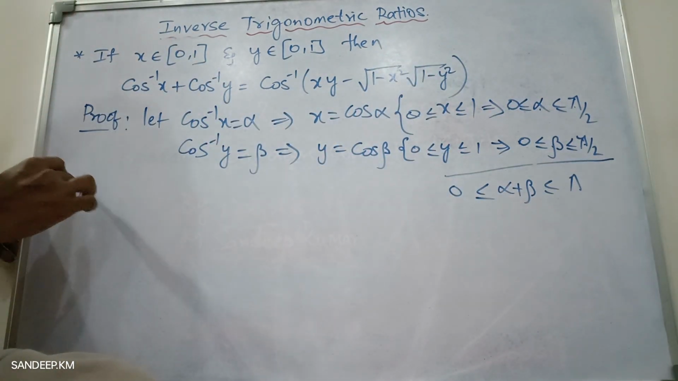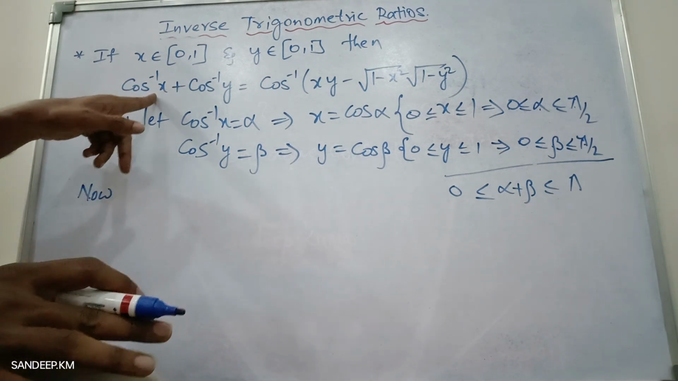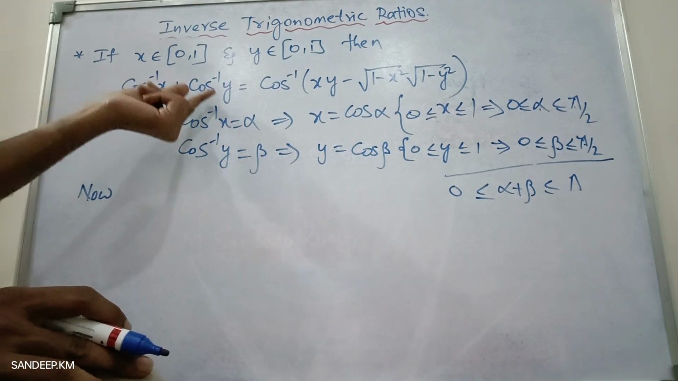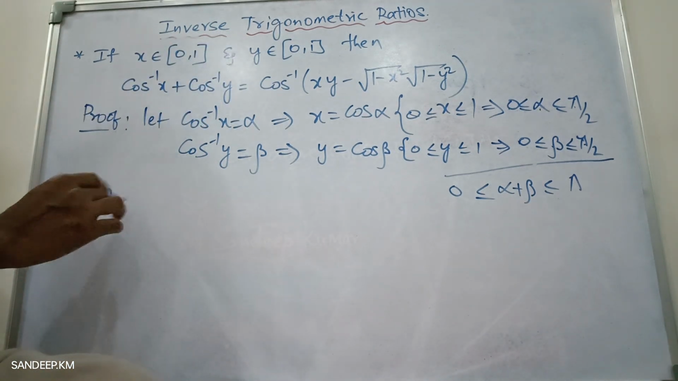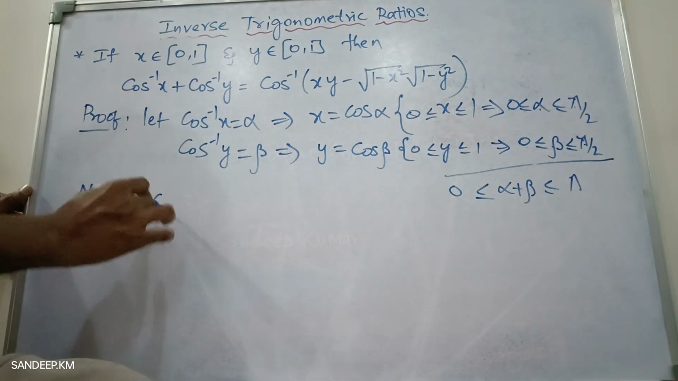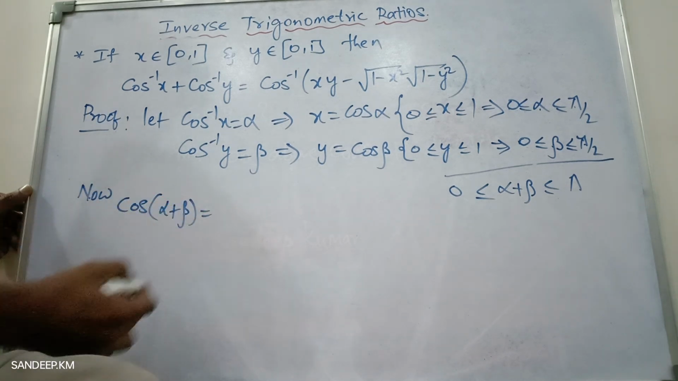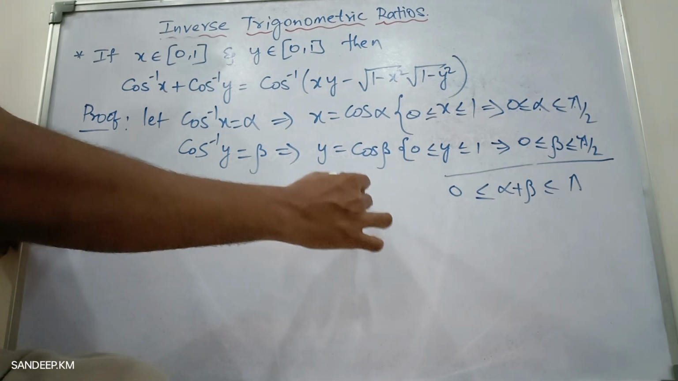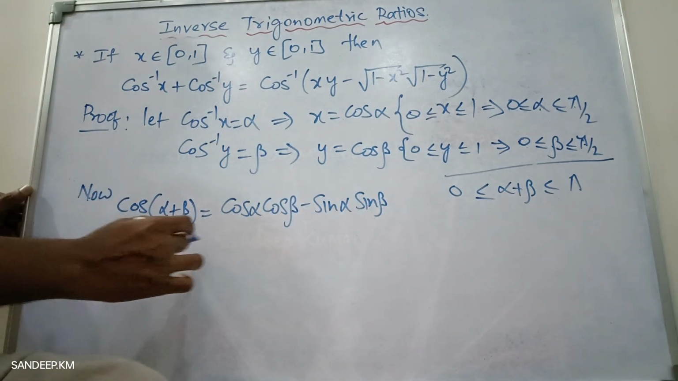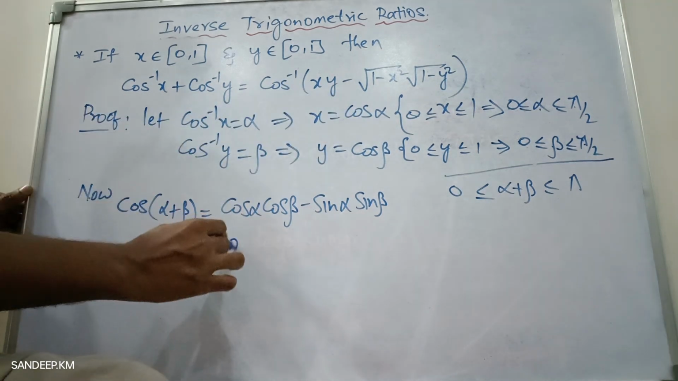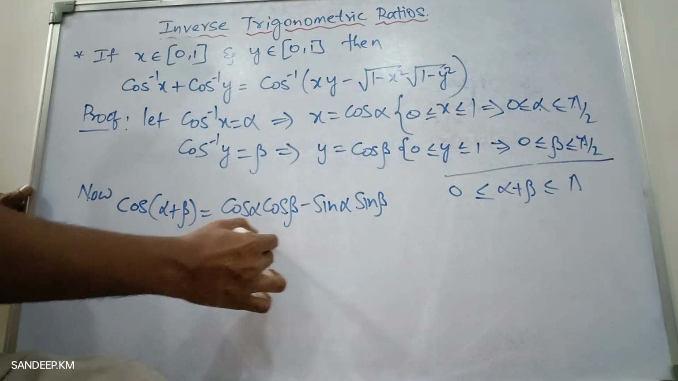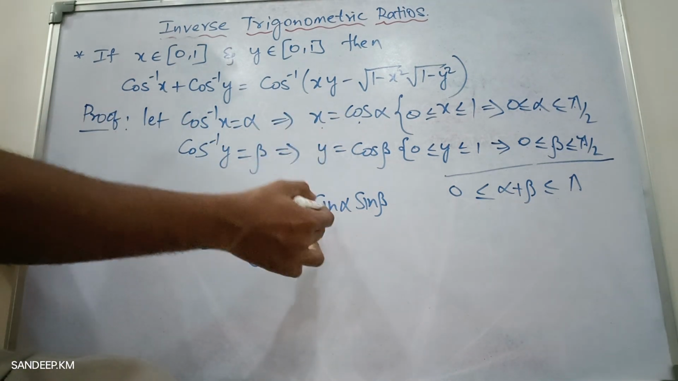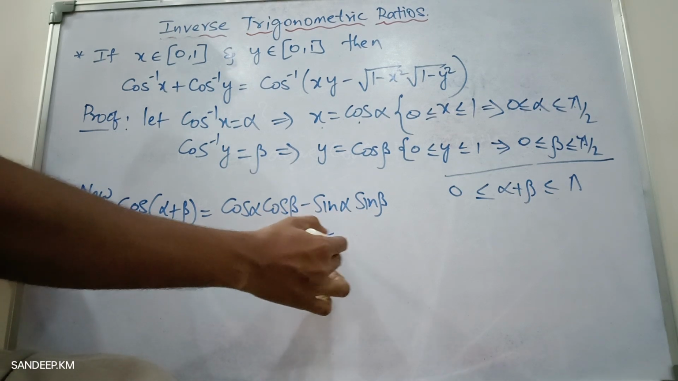Okay. Now what I'll do is, I want to prove that alpha plus beta is this, because this is alpha and this is beta. I want to prove that alpha plus beta is equal to this. So let me find cos of alpha plus beta first. Cos of alpha plus beta, we know that it is cos alpha cos beta minus sin alpha sin beta, where cos alpha is x and cos beta is y. Dear students, if cos alpha is x, from trigonometric concepts we know that sin alpha is square root of 1 minus x square.